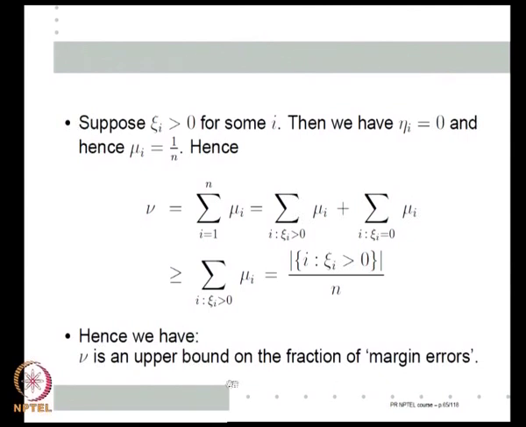So, what we have is that nu is greater than or equal to the fraction of margin errors. So, the nu that I have chosen is such that it has to be greater than or equal to the number of margin errors. So, if I chose nu to be 0.1 when I am solving this problem, that means my optimization problem guarantees that any solution I get is such that the number of I for which I have made margin errors is less than 10%. Right. So, nu is an upper bound on the fraction of margin errors.